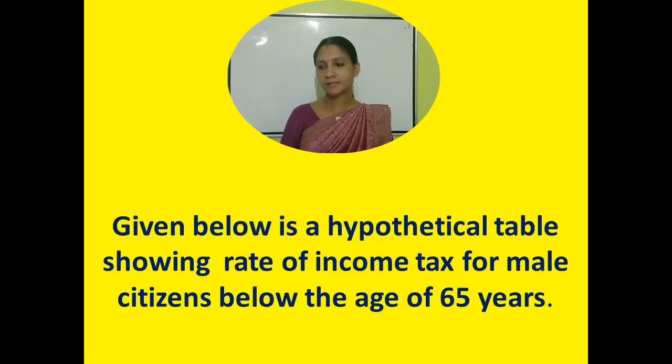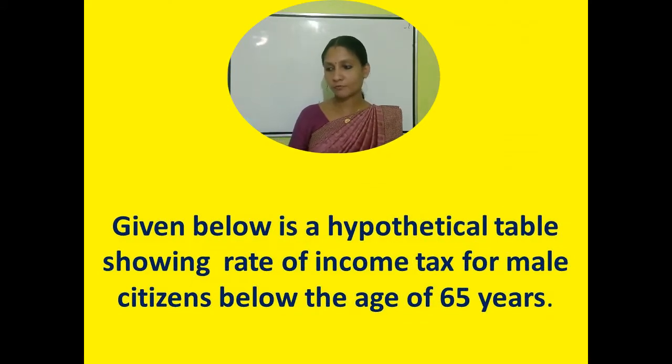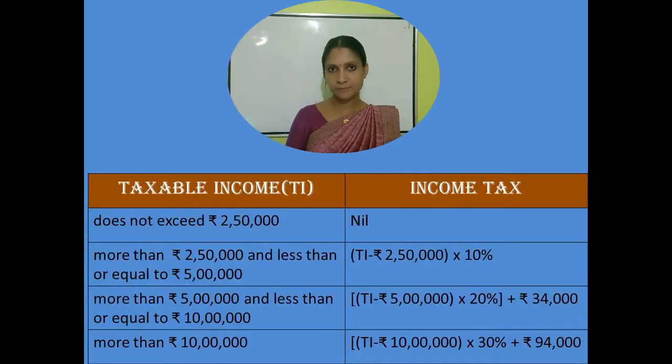Let's read the question. Given below is a hypothetical table showing the rate of income tax for male citizens below the age of 65 years. There is a table with two columns: taxable income and income tax. First condition: if it does not exceed 2,50,000, then income tax is nil. More than 2,50,000 and less than 5 lakhs: then TI minus, that means taxable income minus rupees 2,50,000, into 10%.